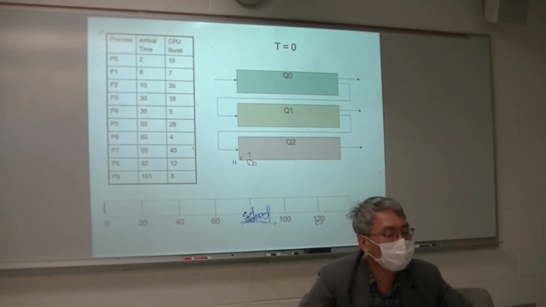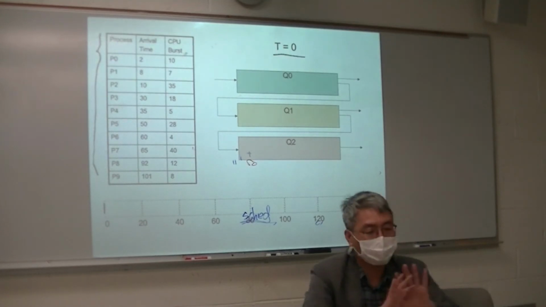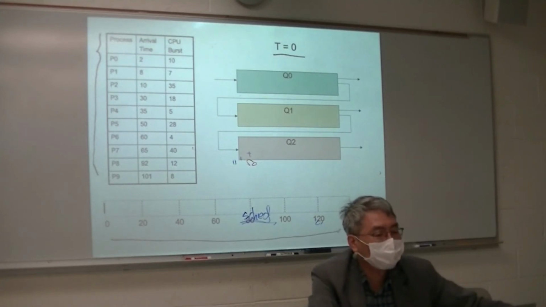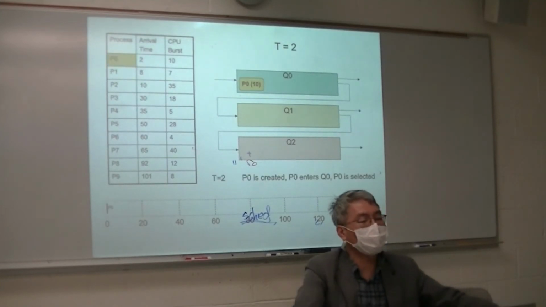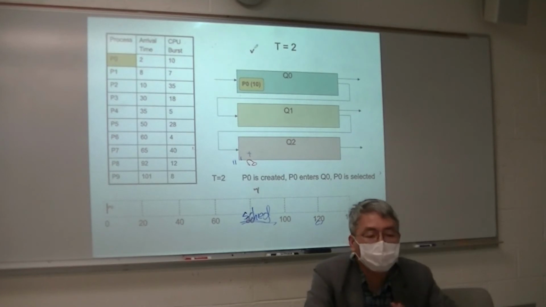So we have the process list like this one. This is our expectation. So arrival time 2, 8, and the CPU burst time 10, 7, like this. So at time 0, no process is alive, so everything is empty. In the Gantt chart, it shows nothing. Then at time 2, P0 is alive with the CPU burst time 10. So take a look at both the Gantt chart as well as the queues.